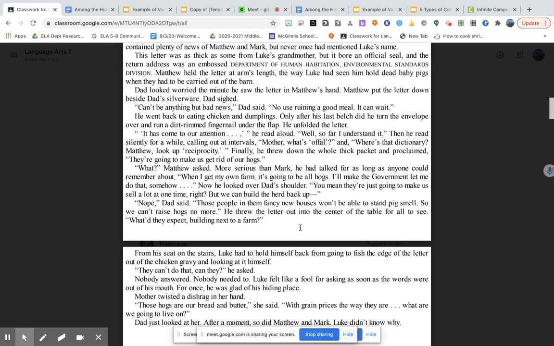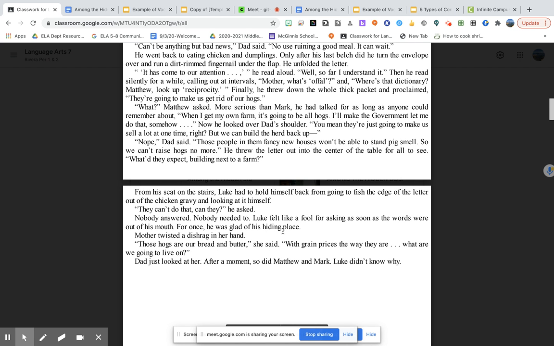Now he looked over at Dad's shoulder. "You mean they're just going to make us sell a lot one at a time, right? But we can build the herd back up." "Nope," Dad said. "Those people in those fancy houses won't be able to stand the pig smell, so we can't raise hogs no more." He threw the letter out into the center of the table for all to see. "What do they expect building next to a farm?"